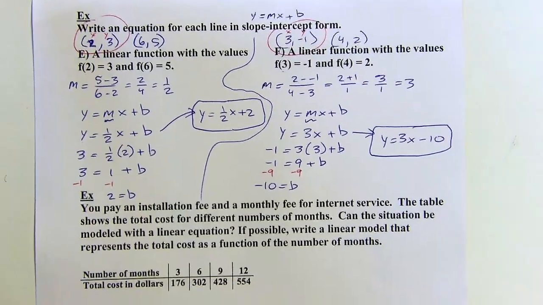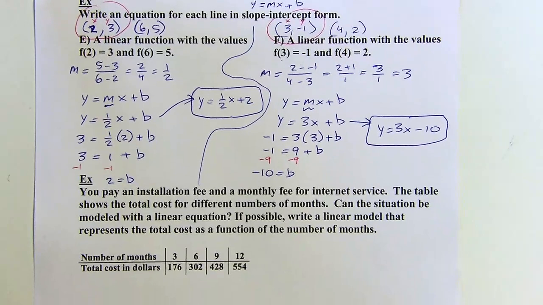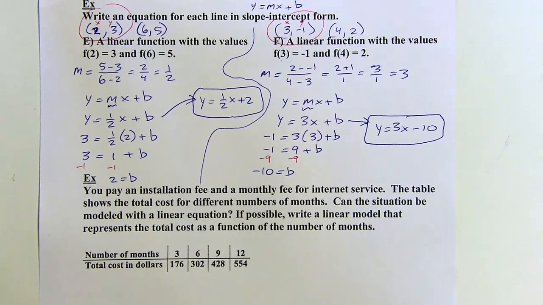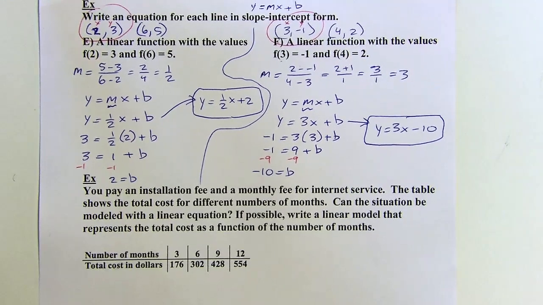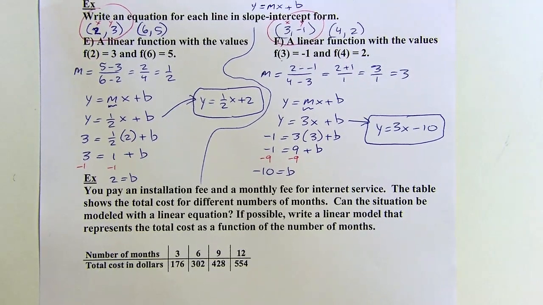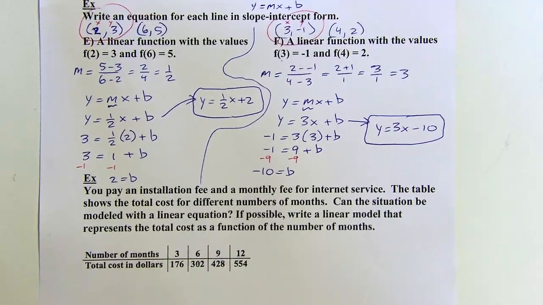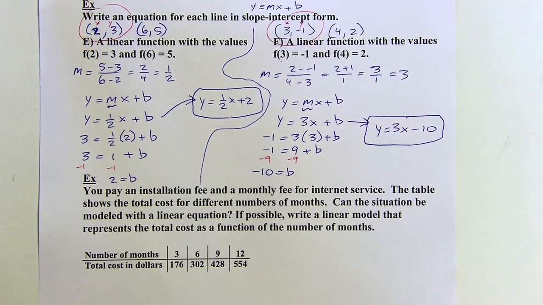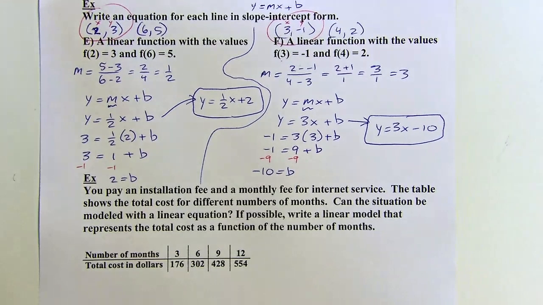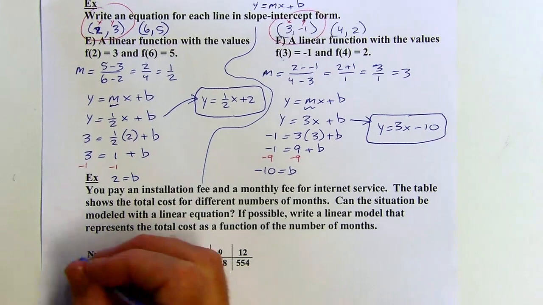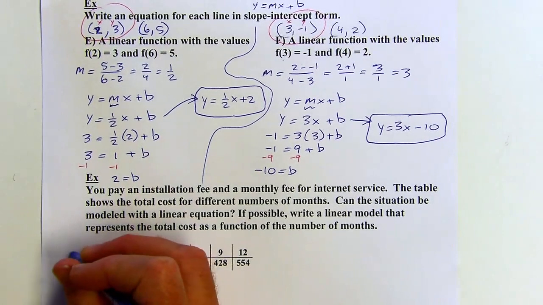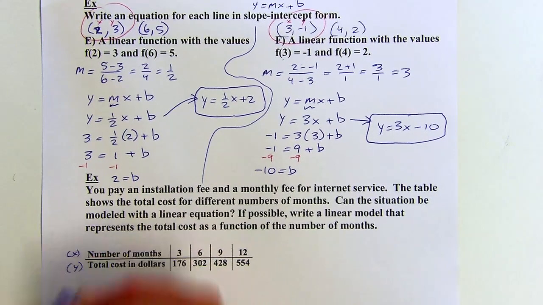All right, next up, I'm going to look at a word problem here. It says you pay an installation fee and a monthly fee for internet service. The table shows the cost for different numbers of months. Can the situation be modeled with a linear equation? If possible, write a linear model that represents the total cost as a function of the number of months. In other words, they're saying this is going to be our input and this is going to be our output, so our x and our y.